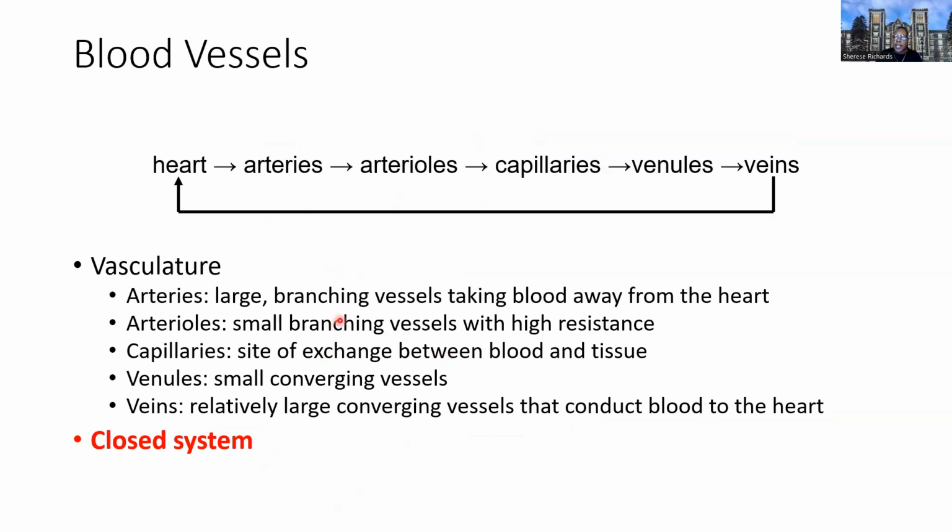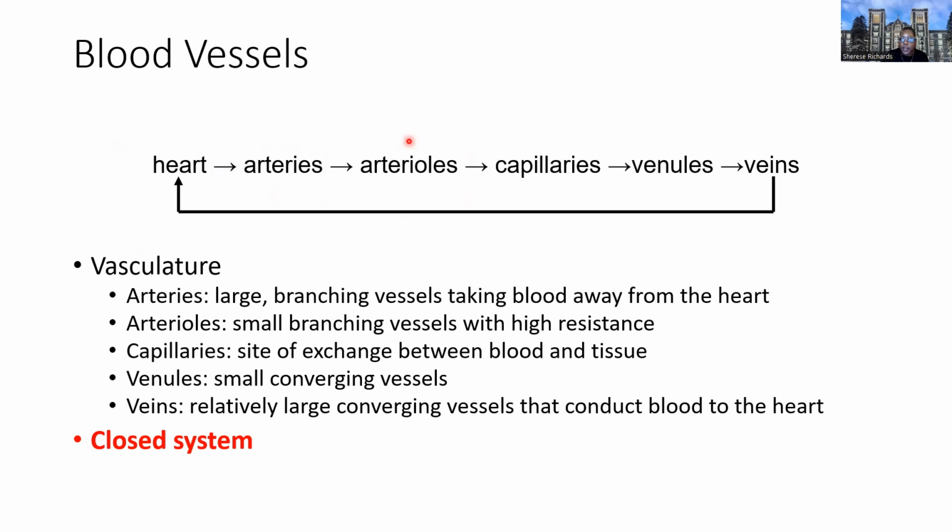Okay, let's talk about the blood vessels. So we kind of just began looking at the types of blood vessels that we have, but let's talk a little bit more about their features and their function, their role in transporting blood. So we have the heart, which is where all of these vessels leave. And anything that's leaving the heart, we just described as an artery. So we have arteries, which are the largest of these structures.